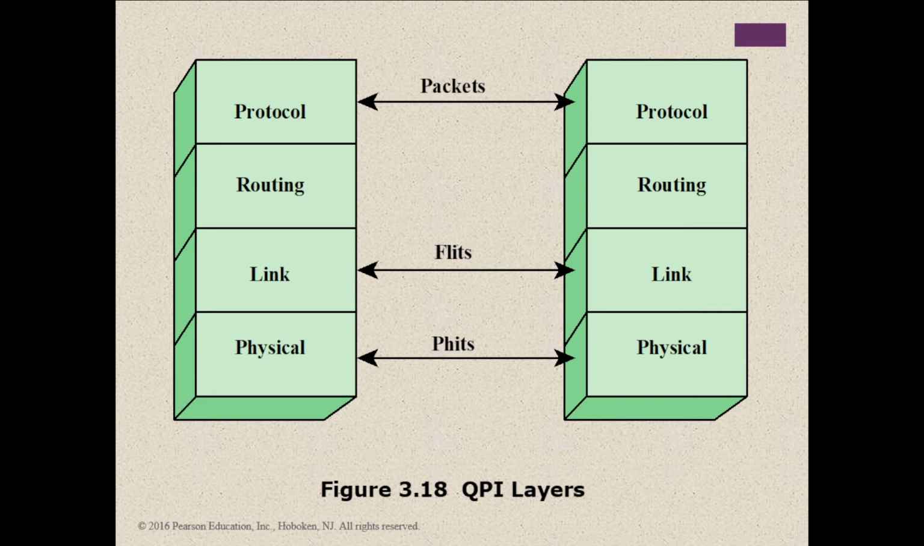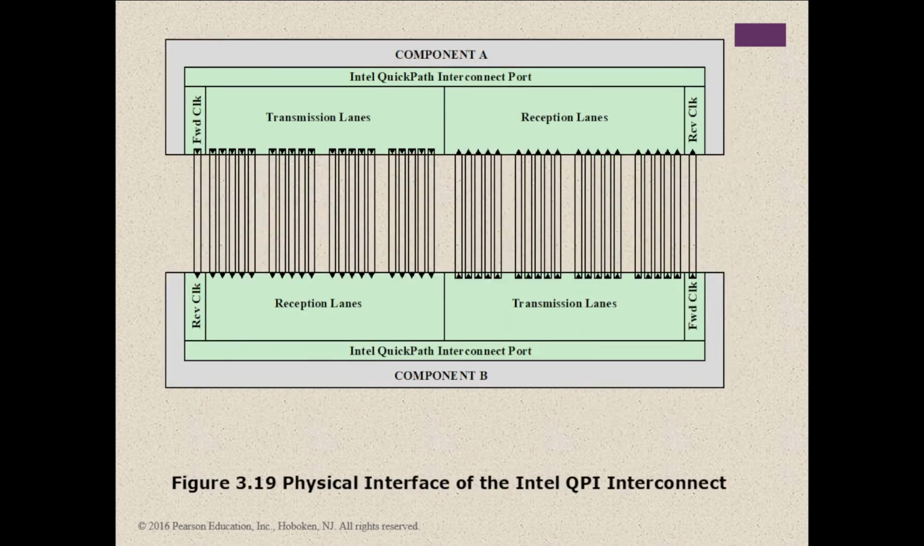So next is another figure, Figure 3.19, the physical interface of the Intel QPI interconnect. This figure shows the physical architecture of a QPI port. The QPI port consists of 84 individual links grouped as follows. Each data path consists of a pair of wires that transmits data one bit at a time. The pair is referred to as a lane. So we have here transmission and reception lanes.